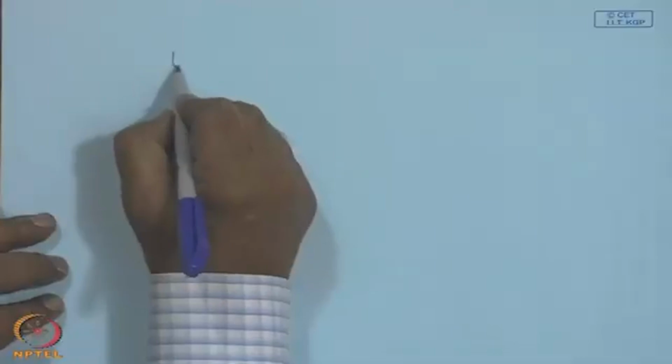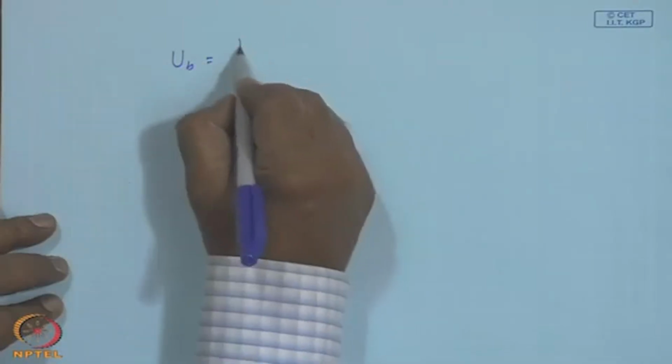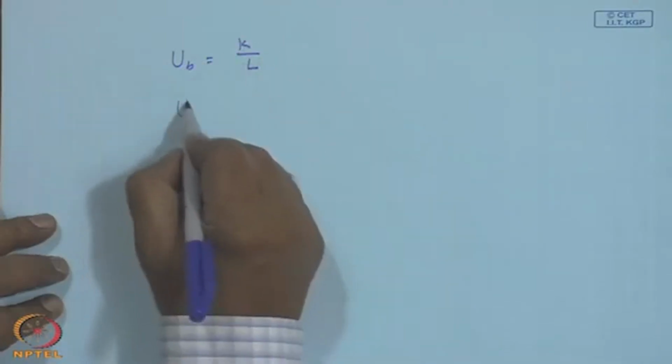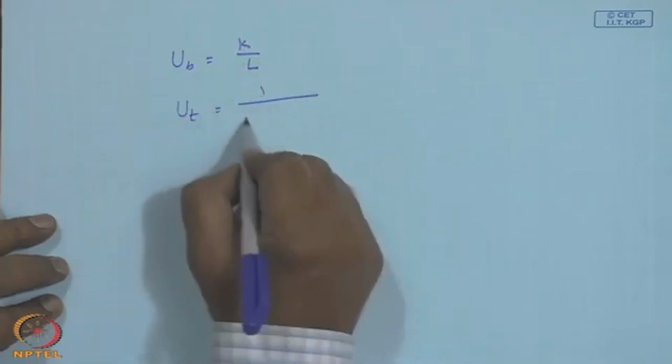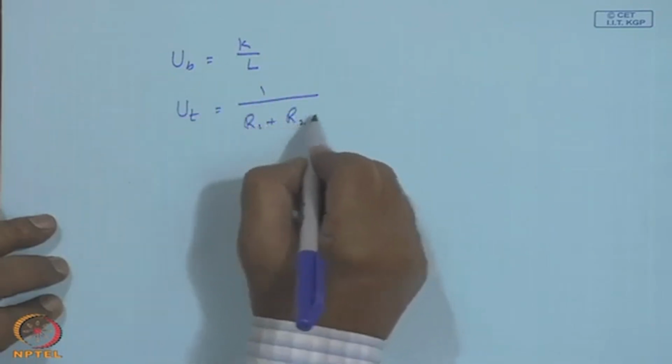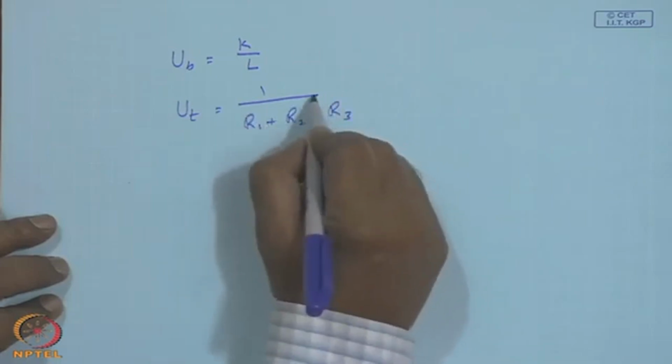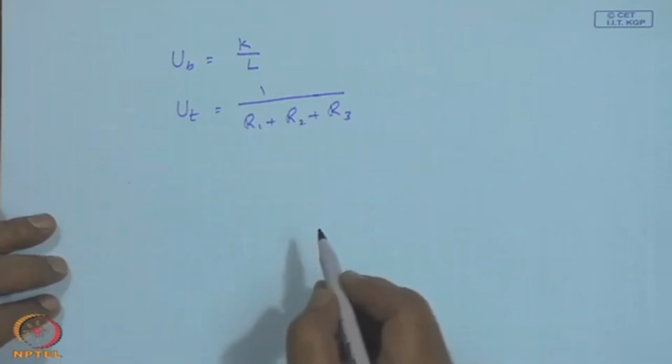and we found out U_b is equal to k upon L and U_t is 1 upon R1 plus R2 plus R3, where the resistances R1, R2, R3 are the convection plus radiation resistances between the plate and the cover 1, and between cover 1 and cover 2, and cover 2 to ambient. If there is only one cover, we will not worry about R1, and it will be only R2 and R3.